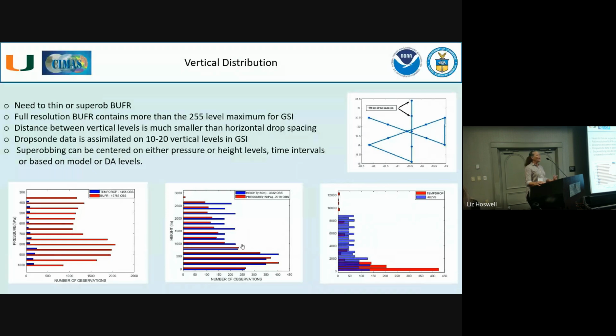And so in the middle, if we were going to take that buffer data and superob it onto either height or pressure surfaces, the height surfaces are in blue, pressure surfaces in red. You see that the pressure surfaces would be more weighted towards the lower atmosphere, just given the stratification of the atmosphere. And then on the far right, if we were to compare superobs on height levels to available TEMP DROP observations, you can see not only are there more observations at height, but that the TEMP DROP data is very strongly skewed towards the surface. Next, please.